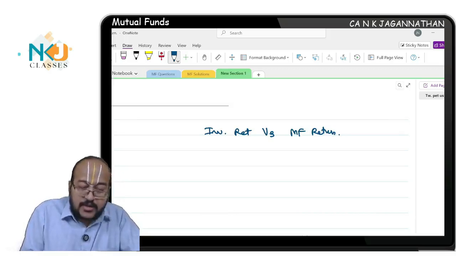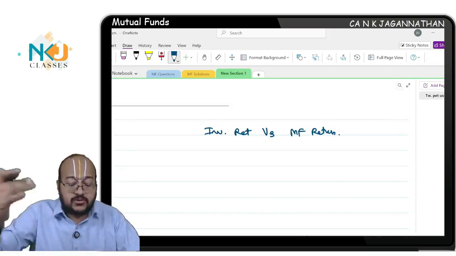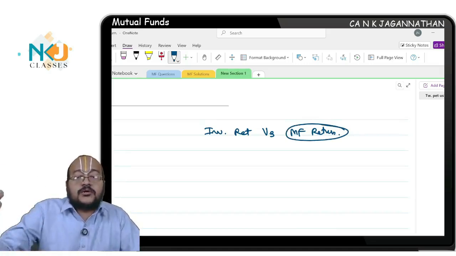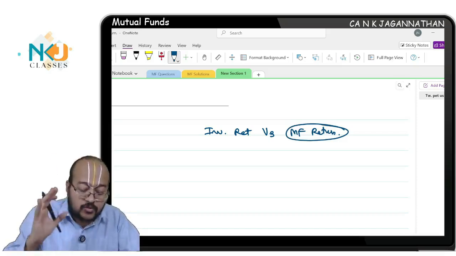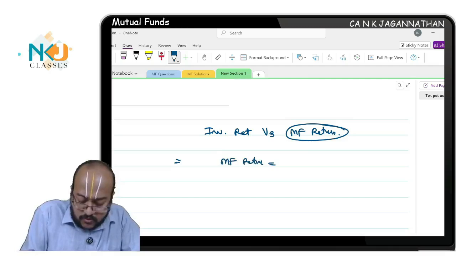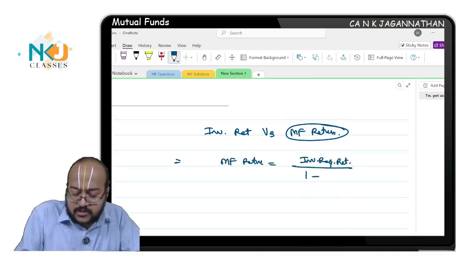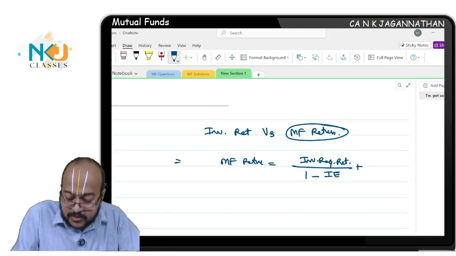So should it be less than 16%, or more than 16, or less than or equal to 16, or more than 16? It means the mutual fund should earn over and above the 16%, so that after deducting all the expenses, it can pay at least 16% to the investor. So we have a formula for that, very simple. MF return is equal to investor's required return, divided by 1 minus initial expenses, IE, plus RE.